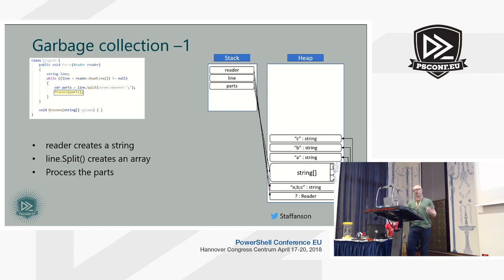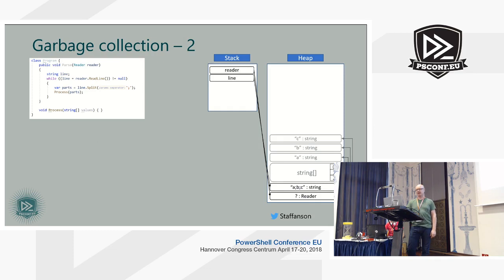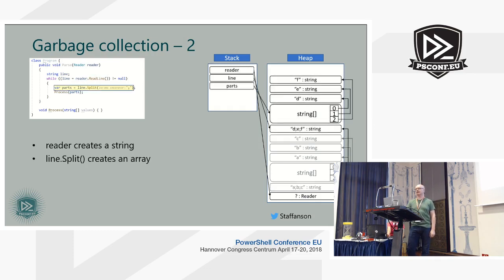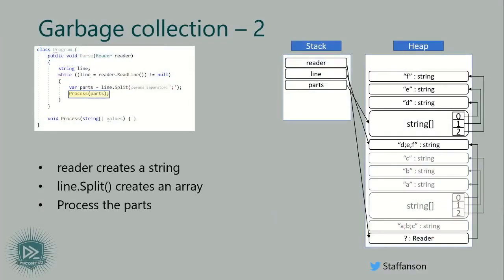We process those parts, and parts go out of scope. So we have nothing left referencing the string array and the strings. They are now considered garbage. So we loop again. We read the new line, we split it, and we process it. Parts goes out of scope, and we have more garbage.